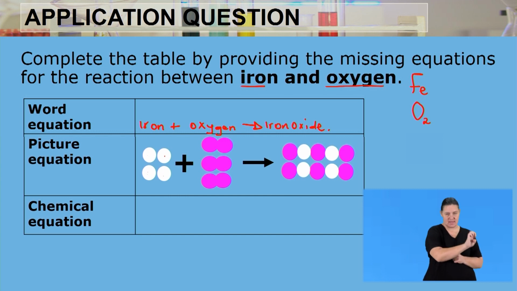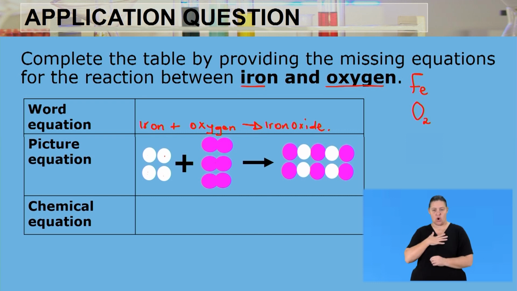Now, the picture tells us that we have 1, 2, 3, 4 atoms of iron that are going to react with 1, 2, 3 molecules of oxygen. Remember that oxygen is written as O2, so this represents one oxygen molecule, and we have 1, 2, 3 of them. Now, the product that is going to be formed, let's just create a space.